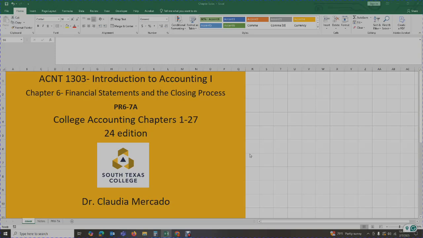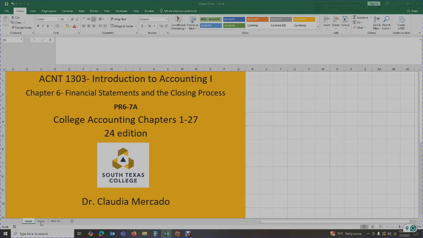Okay, so let's begin. This problem is going to be the preparation of the three financial statements, the income statement, the statement of owner's equity, and the balance sheet. I am going to run through it slowly and carefully with you. That way you comprehend how to complete the process. Learning how to prepare financial statements is a critical component in the accounting cycle process.